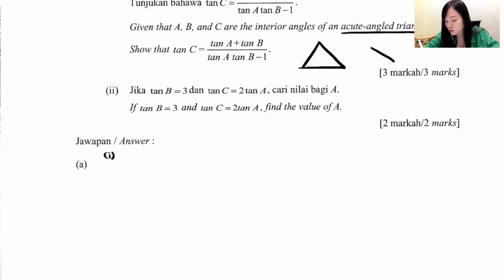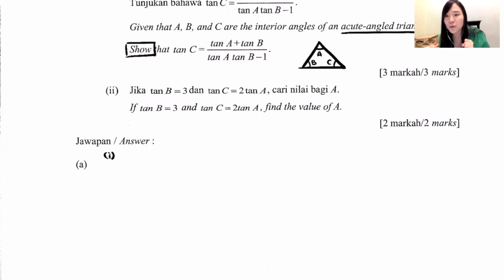So that means you won't draw suddenly one angle super duper wide. Because like this wide, that means that angle will be obtuse. But they say acute. So all of them will be less than 90 degrees, okay? So they say A, B, C are the interior angles. So one angle A, one angle B, and one angle is C. Nothing else they say? Then they ask you to show.